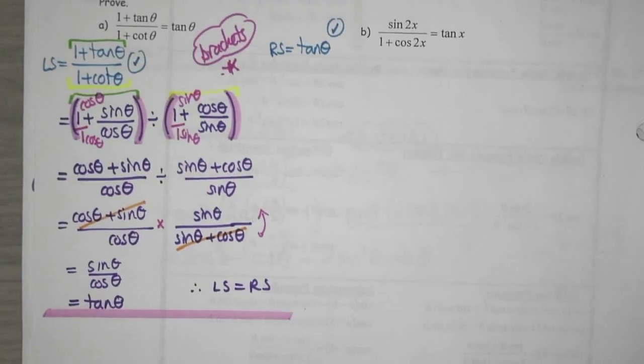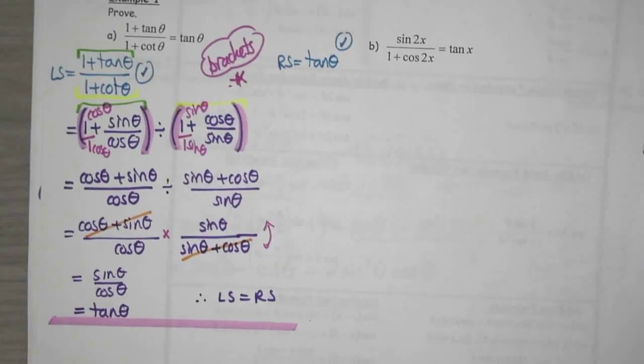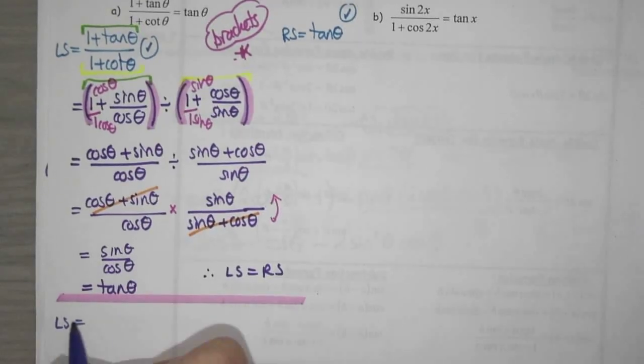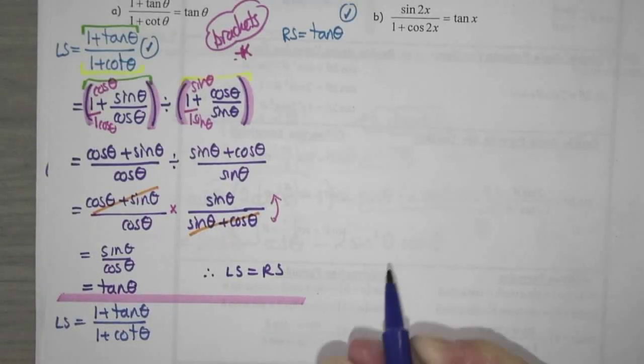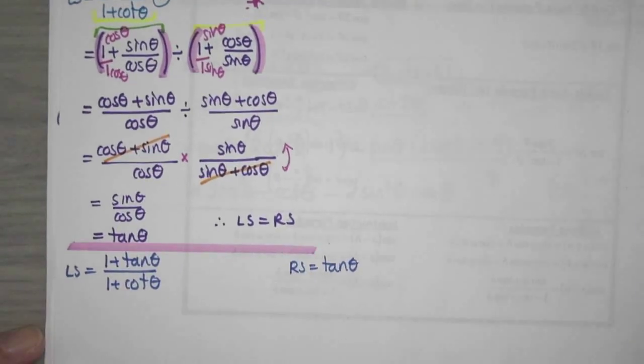So you want it to be a little bit more concise, worked out, using the better method. So take a look at your question one more time. So I'm going to take my left side. Left side is 1 plus tan theta over 1 plus cotangent theta. My right side, again, is just tan theta. So I'm starting the question over again. We're going to do this in a more eloquent way.